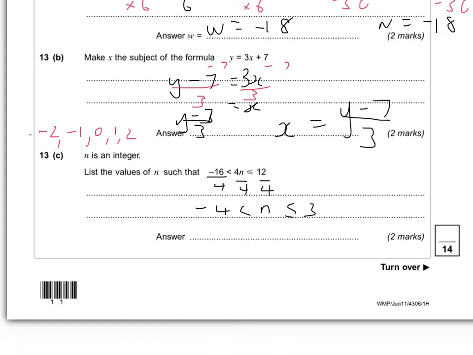You're solving the first inequality, which is 4n is bigger than minus 16, in which case n is bigger than minus 4, and 4n is less than or equal to 12, in which case n is less than or equal to 3. So now going back to the question, n is an integer, and you have to list all the integer values of n that are bigger than minus 4 and less than or equal to 3, so that's minus 3, minus 2, minus 1, 0, 1, 2, and of course it can equal 3 because of this bit here. It can equal 3, but it can't equal minus 4.